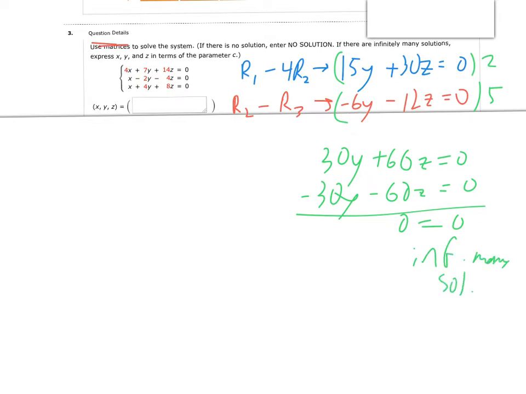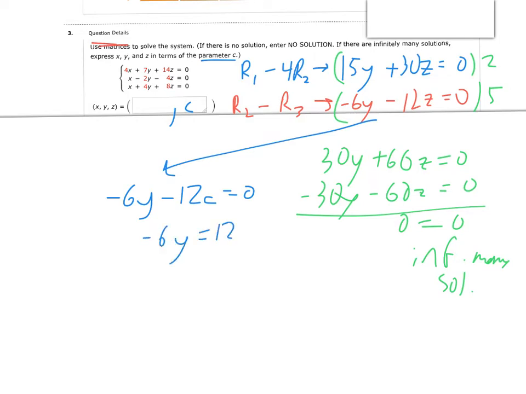And so for these ones now, it says that we want to express x, y, and z in terms of parameter c. And so what that means is it wants me to put c as my answer for y, and then I'm going to do my other ones in terms of that. So I'm going to go back to one of my double equations, and I'm going to isolate y here. So I get negative 6y minus 12, and I'm actually going to insert a c right there as if that was a number for z. And so I'm going to add that over, and our goal here is to isolate y. So y equals, if I divide by negative 6, negative 2c.